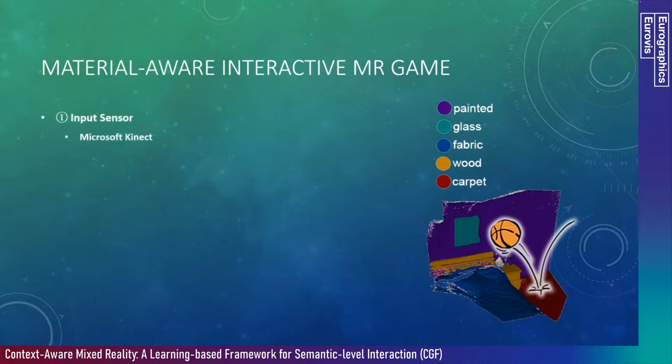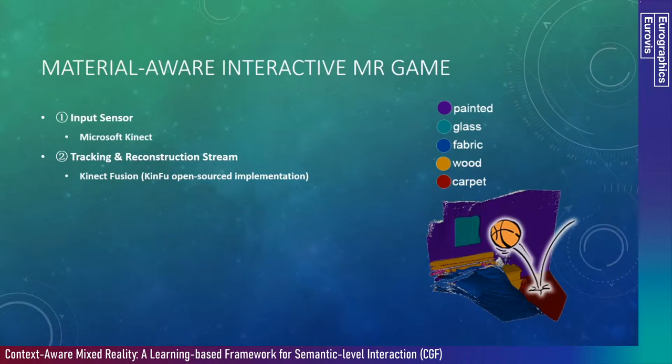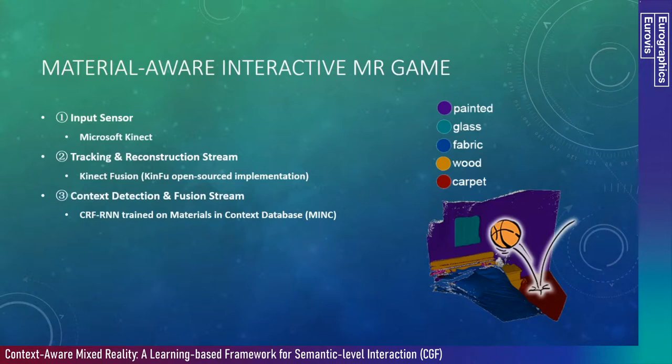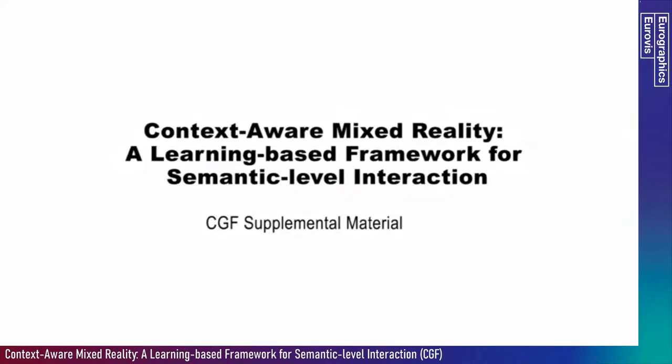Here we use a Microsoft Kinect as the input sensor, and for the tracking and reconstruction stream, we use Kinect Fusion, with an open source implementation called KinFu. For the context detection and fusion stream, we use CRF-as-RNN trained on a material database called MINC. And finally, we use Unity 3D to implement an interactive MR interface. And next, let's see a demo of our MR system.